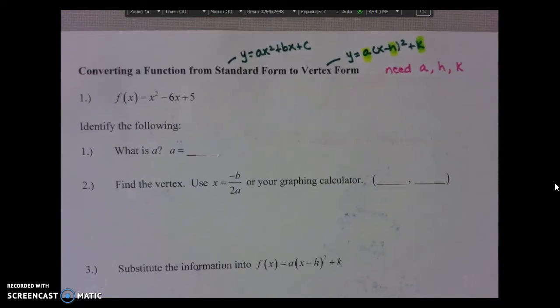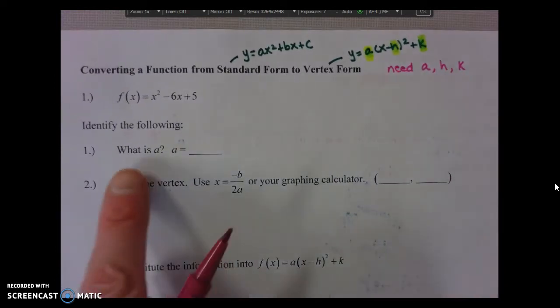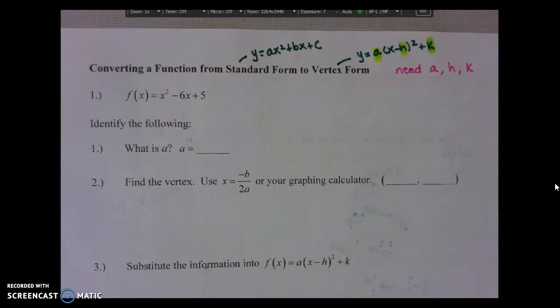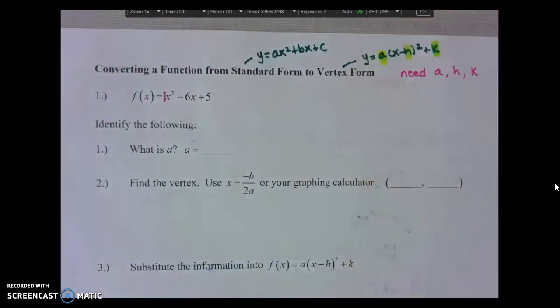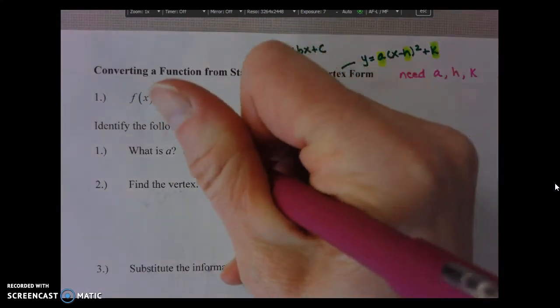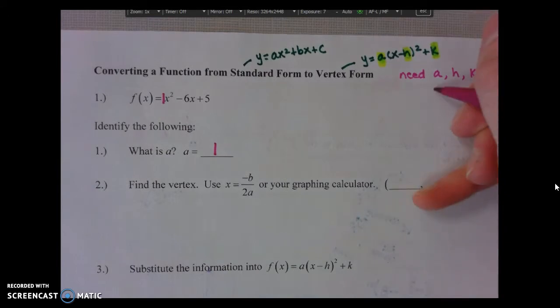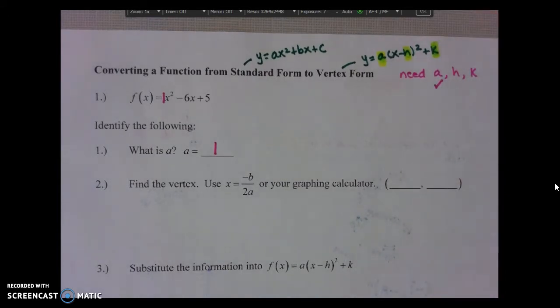What I love about standard form is that it's super easy to find A. Who's A in this function? 1. It's the number in front of x squared. If there's not a number in front of x squared, you can put a 1 in front of it. So A is already 1. Check. I found it. I needed it.